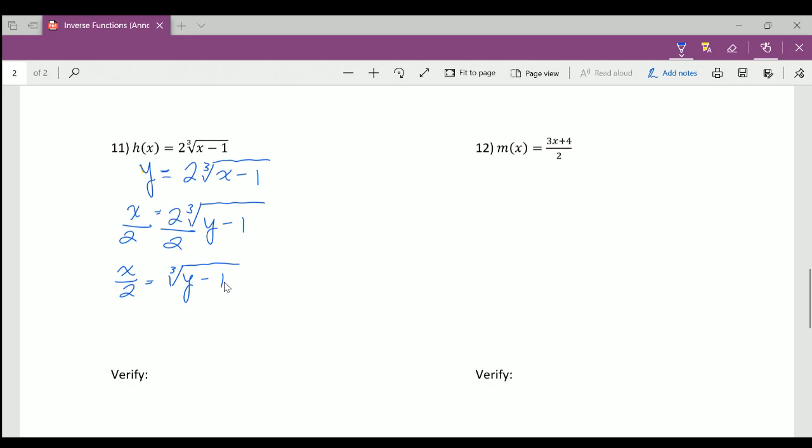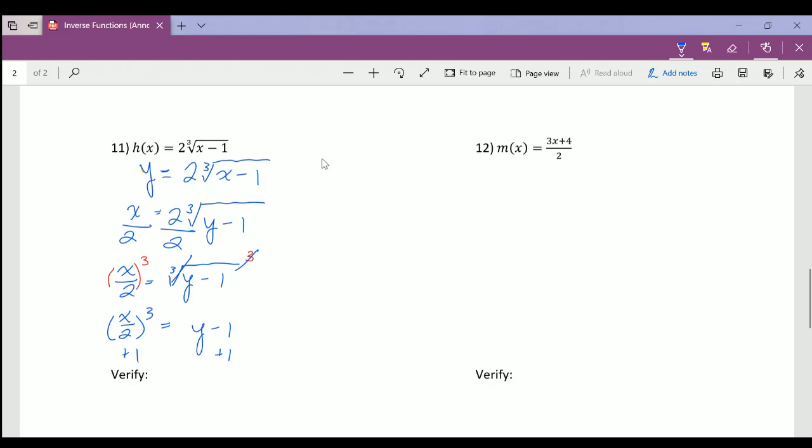The opposite of a cubed root is a cubed power. So we are going to raise both sides of this equation to the third power. This is being applied to both of those, so we are going to incorporate some parentheses here. But you've got (x over 2) to the third power now equals y minus 1. And then only one more step to get the y by itself. We'll just add 1 to both sides.